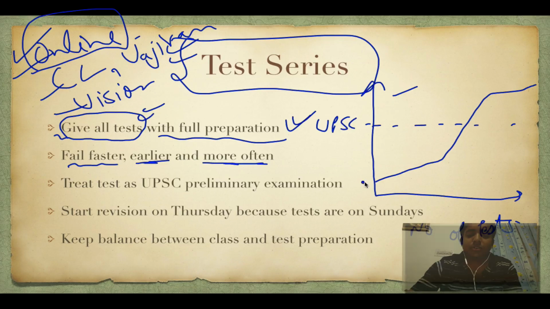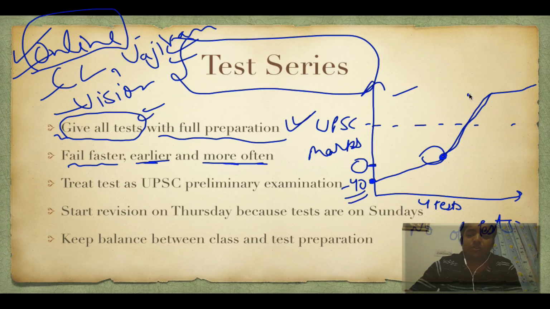Is that understood? So at this point, here is 0. These are marks in the test. So you will start with minus 40 in the first test. Gradually you will become positive, but after 3 or 4 tests, you will see a gradual improvement in your scores. So you will reach somewhere around 50 to 60% in GS. If you can do that, you will be able to clear UPSC.